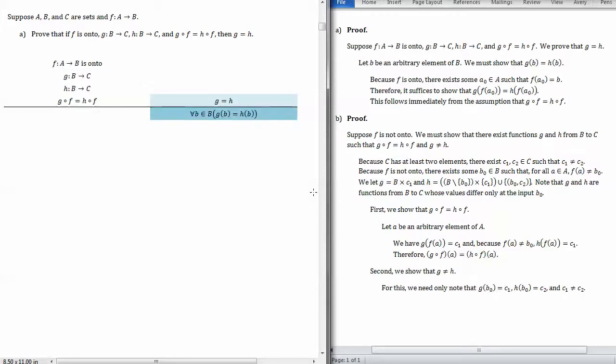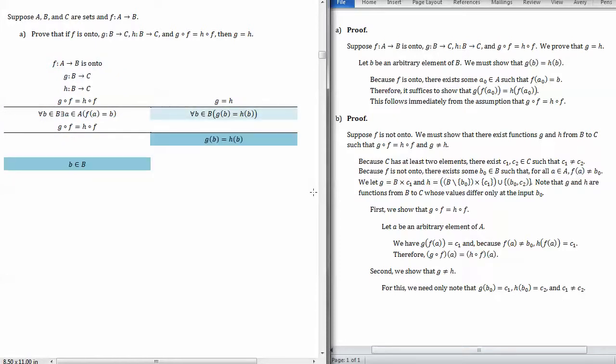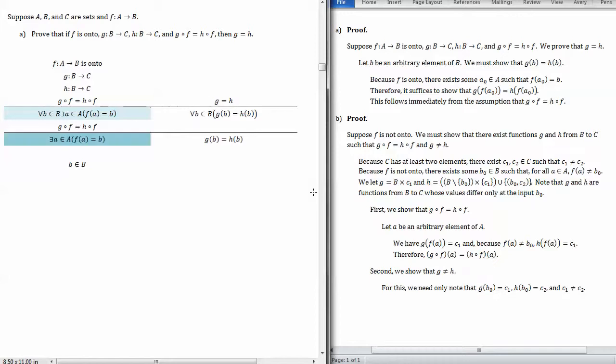And as we said, to prove that these two functions are equal, we're just going to show that for any b in the domain B, the outputs of those two functions are the same. Write out the definition of f being onto. Let b be arbitrary. And we can do universal instantiation then to get this statement, right? Which was just f being onto.